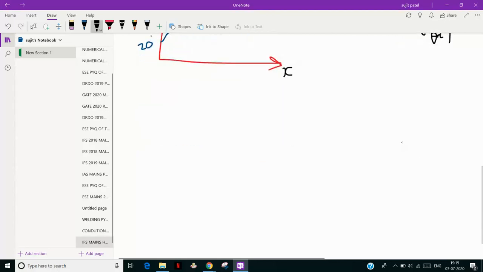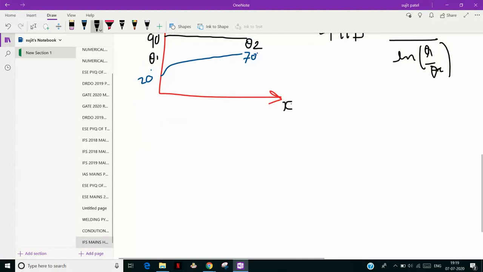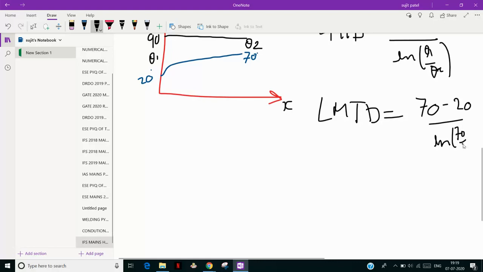So when you put all these values, LMTD is equal to, first theta 1, that is 70 degrees, and theta 2 at outlet is 20 degrees, upon ln 70 by 20. When you solve it in the calculator, you will find LMTD as 40 degrees Celsius.